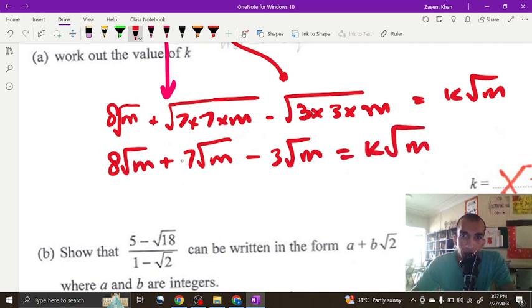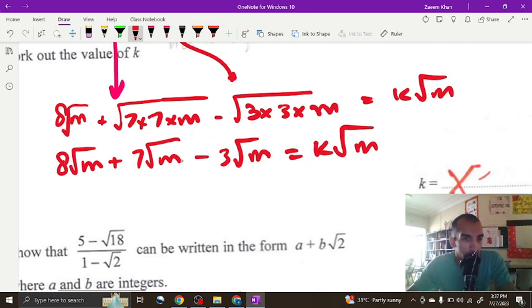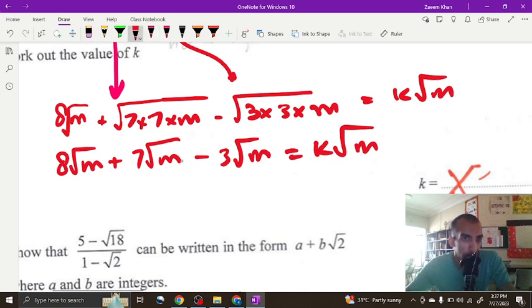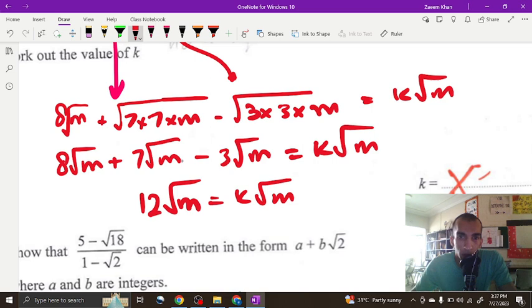Notice how we're leaving k square root of m as it is, we're not solving that. Whether you have 8 apples, I give you another 7 apples, then somebody takes away 3 apples. How many apples are you left with? 12, I think. Instead of apples, we're gonna write square root of m because that's the variable that we're solving for, right? Okay, yeah. What do you think the answer for k is?